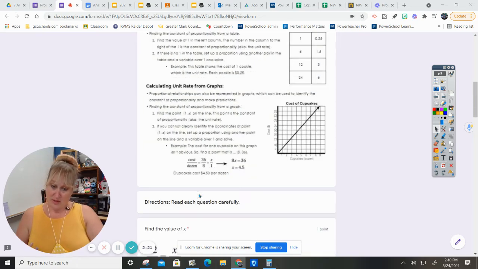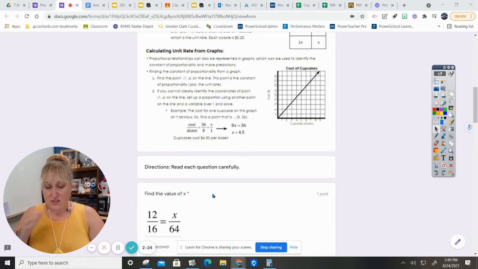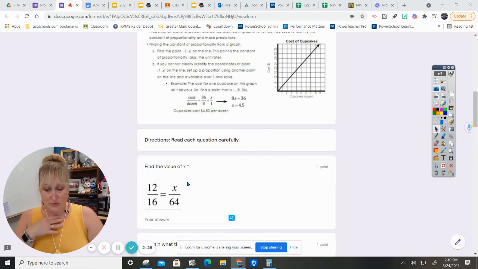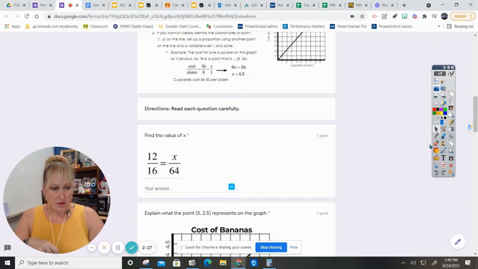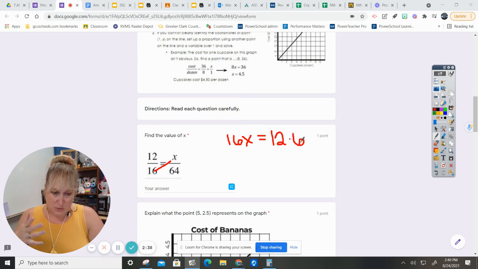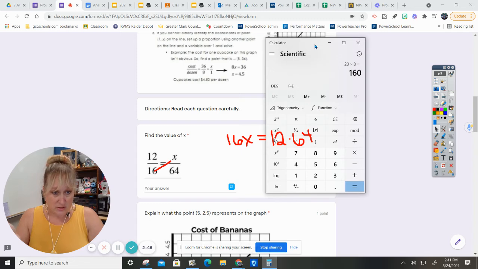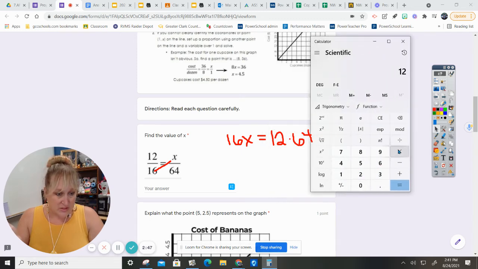We're going to be doing cross multiplication, and more cross multiplication. So this says directions. Read each question carefully. So we are going to do our cross multiply. 16 times x goes on one side of the equal. The other side of the equal is going to be 12 times 64. So I'm going to use my calculator because I was given one. 12 times 64 equals 768.